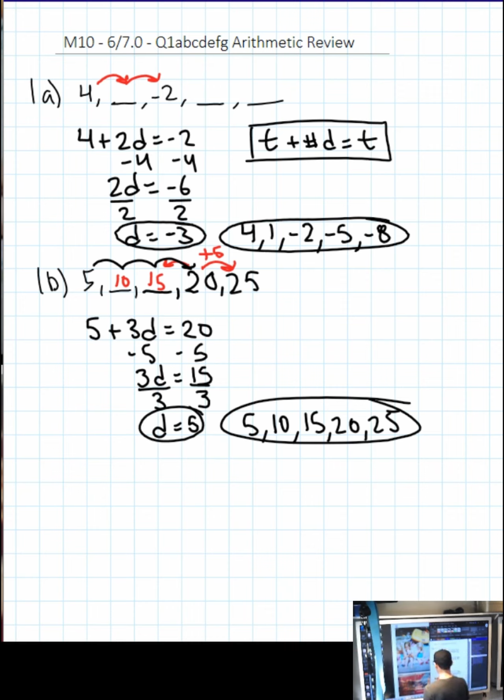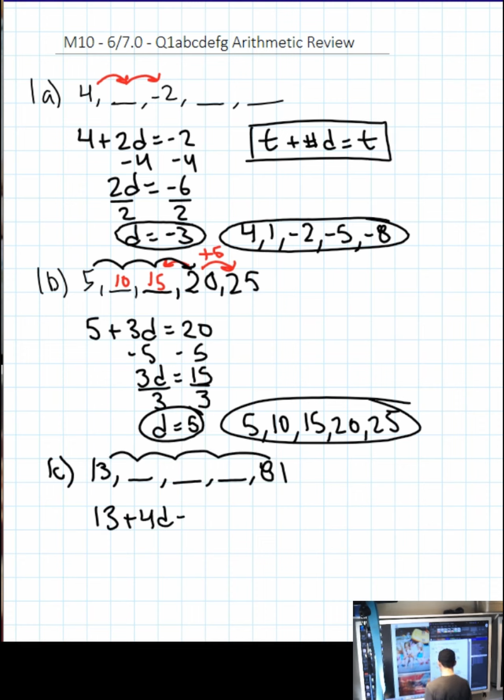Okay, so we have 1c. So we have 13, blank, blank, blank, 81. So we have the first term, 13, plus 1, 2, 3, 4 differences equals 81. If we subtract 13 from both sides, 4d equals 68. And if we divide both sides by 4, 68 divided by 4 should be 17. Good. So d equals 17.